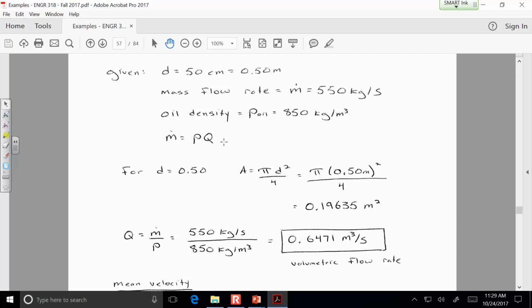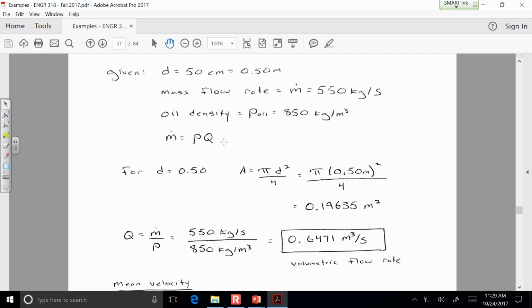You always got to be careful on problems like these to make sure that the dimensions that they've given you match the dimensions that you're going to need for the calculations. And so the diameter was given as 50 centimeters, but to calculate the cross-sectional area, you should be sure to convert that into meters because ultimately we want to have the volumetric flow rate in cubic meters per second.